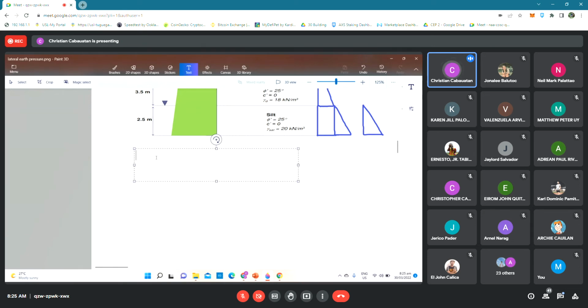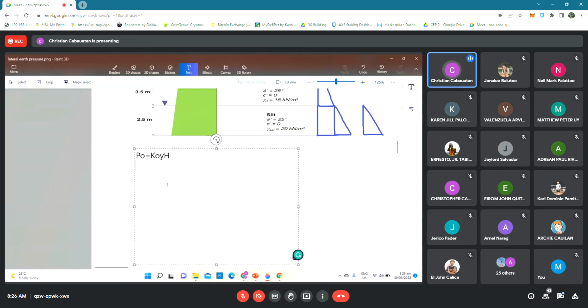Wait, let me get the calculator. Okay. So, in determining the PO, this PO is equal to KO gamma H. And then, let's get KO first, since we have a gamma and then there is an H.